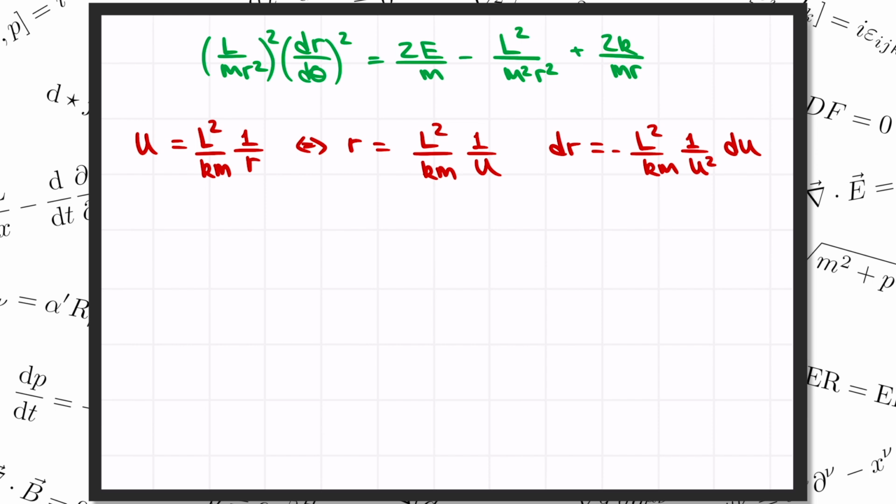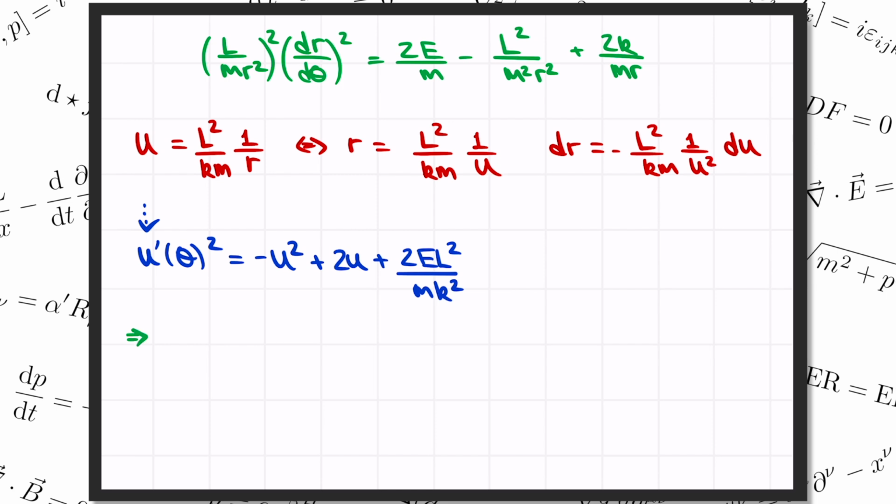Now we want to plug these formulas into the differential equation. After a little bit of simplifying, which I'll leave for you to do on your own, I get u prime squared equals minus u squared plus 2u plus 2EL squared over mk squared. That's already looking a bit simpler, and now we want to integrate this equation to figure out u as a function of theta. But actually, it's easier to solve this equation if we first take another derivative.